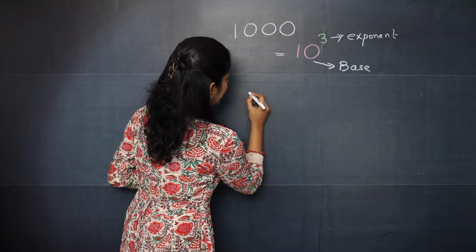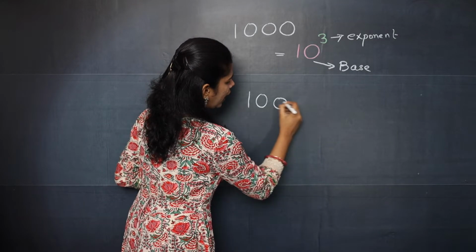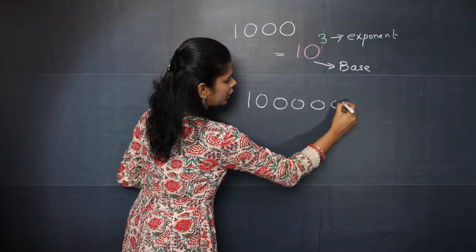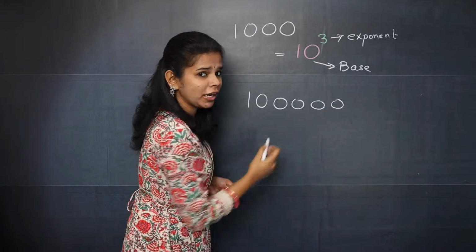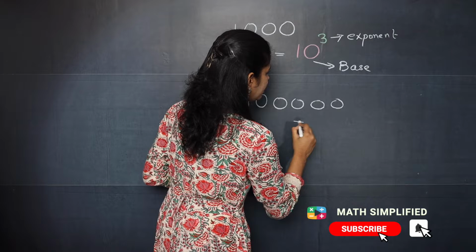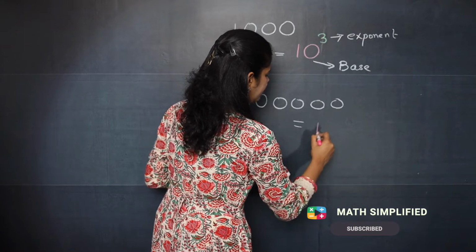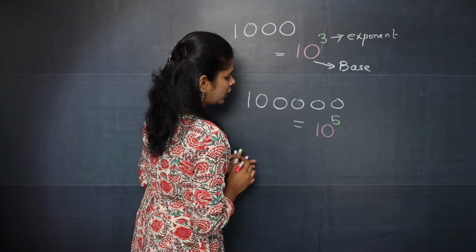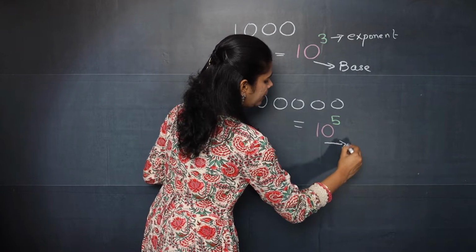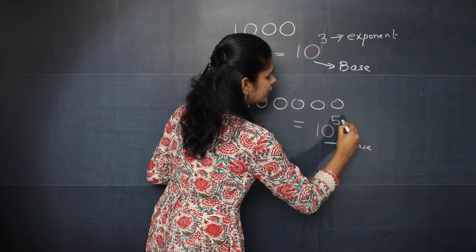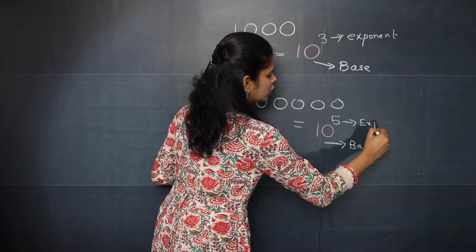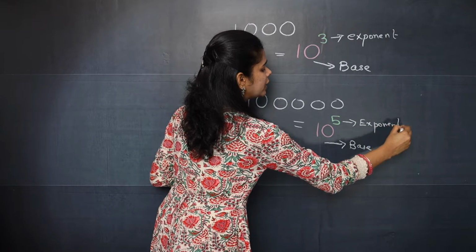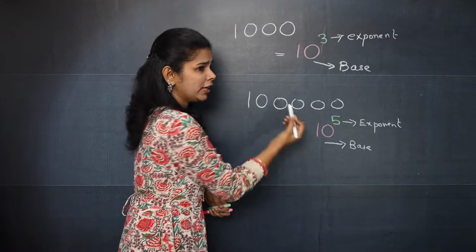In the same case, if you're going to take another example, here you have got 5 zeros. So you can express it as 10 raised to 5. So here the base is 10 and 5 is the exponent. So 10 raised to 5 is the exponential form of this number.